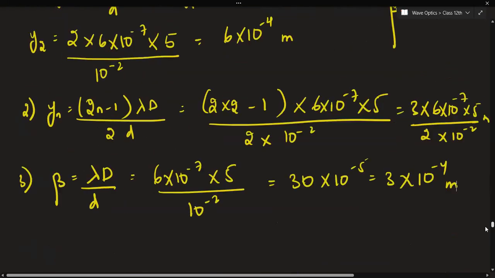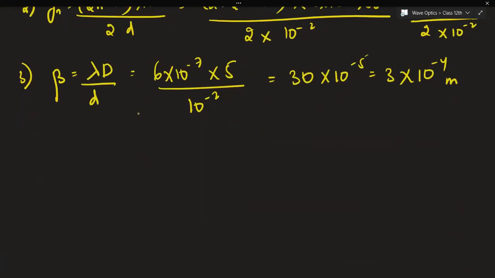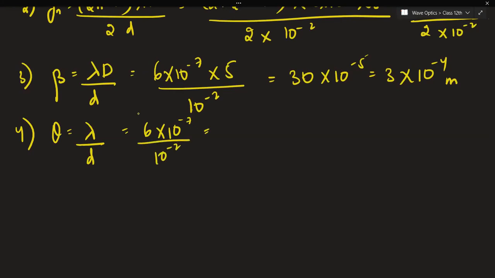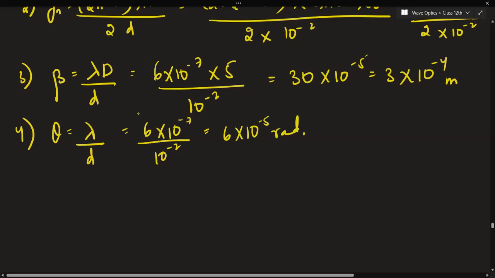The last thing is angular fringe width. We had done angular fringe width, which was lambda by small d. Lambda is the wavelength and small d is the separation between the slits. So 6 into 10 to the power minus 7 by 10 to the power minus 2. That will be 6 into 10 to the power minus 5 radian.